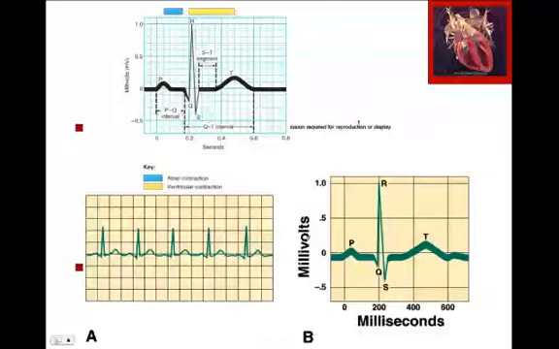So this is what you see here. Here you can see your first wave is that P wave. And that's, again, atrial depolarization. And what's cool here is they show you, in this diagram, there's the P wave, there's atrial depolarization.